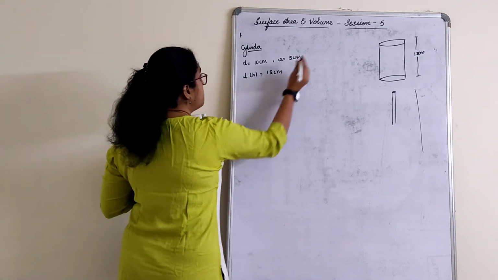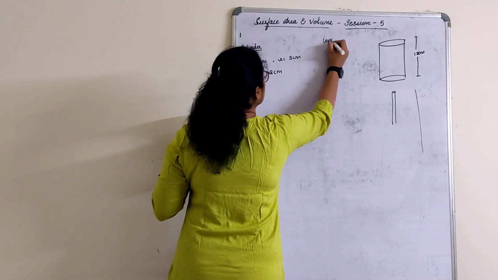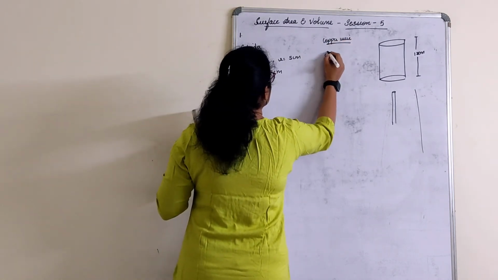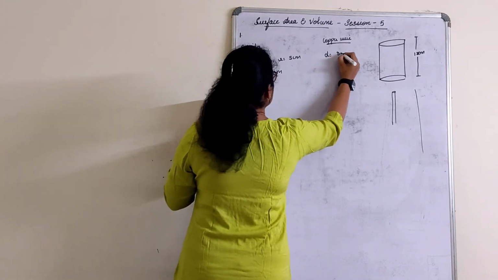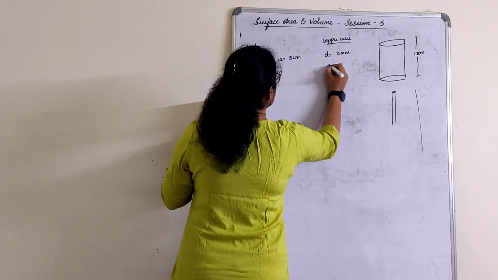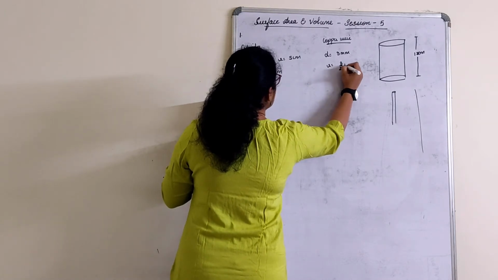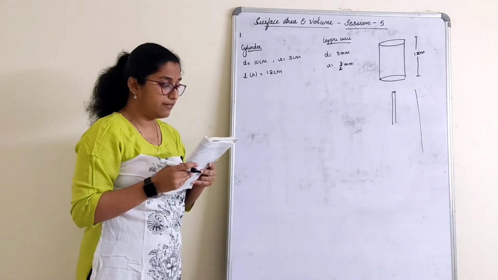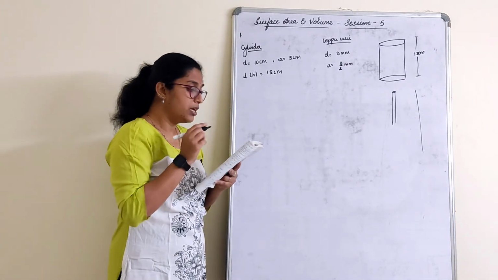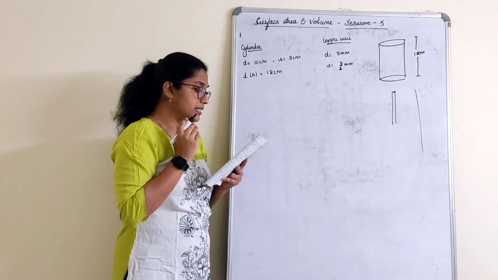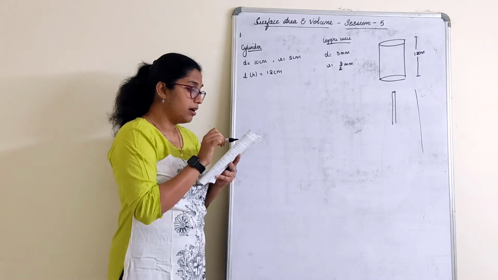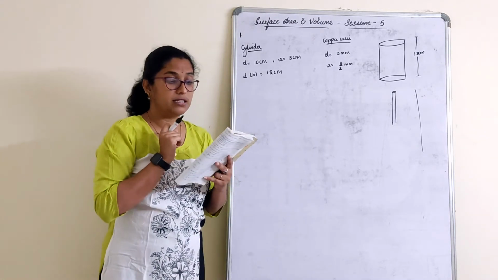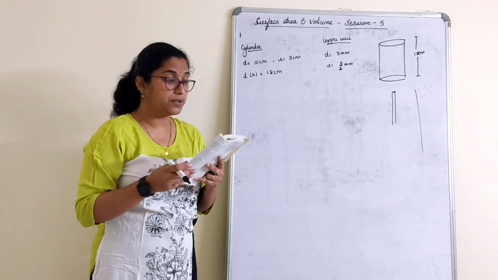Now about the copper wire, whose diameter is 3 mm. That means radius is 3 by 2 mm. Keep this as it is in millimeter. We'll see later during the conversion part. So, as to cover the curved surface area of a cylinder, find the length and mass of the wire, assuming that the density of copper is 8.88 gram per centimeter cube.